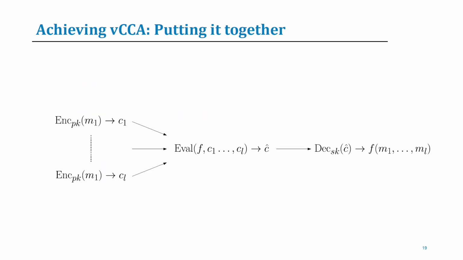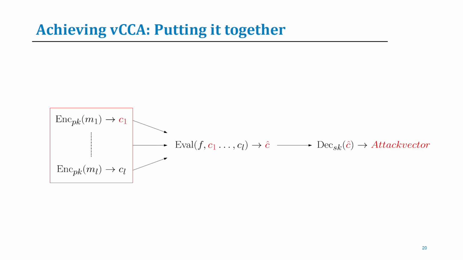Yes, so to put it together, to see why we actually obtain VCCA security. Well, as I said, this is the workflow of FHE computations. You encrypt stuff, you evaluate it, and you send it to decryption, and hopefully you get your function applied on the messages. And okay, the adversary gets two points where it can attack. On one side, it's the encryption part, where you could mess with the C1 ciphertext, and this gets propagated all the way through the chain, through the evaluation, and when you decrypt, it's going to result in some kind of attack vector for the adversary.